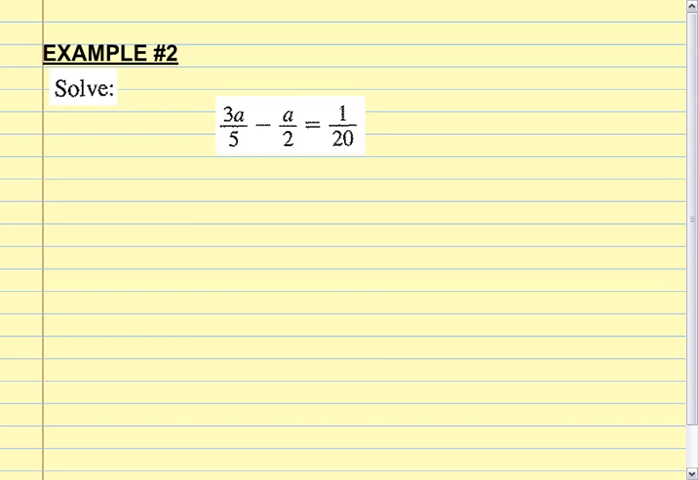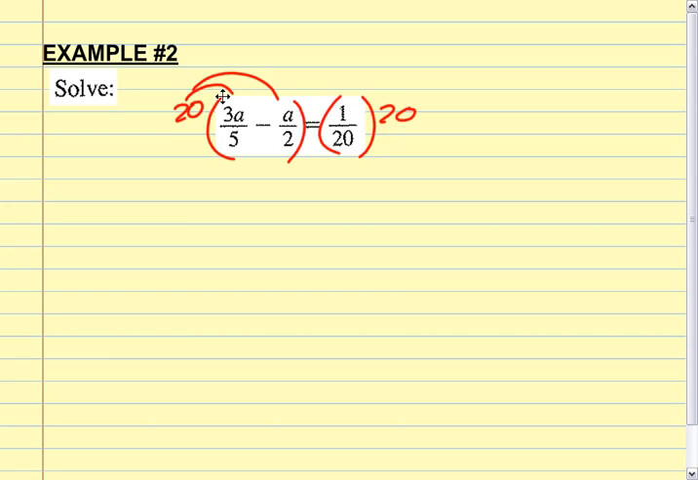What number do 5, 2, and 20 go into? They all go into 20. So I'm going to multiply this side by 20, and I'm going to multiply this side by 20. Now, Morgan, we're going to try something a little bit different this time. When we distribute, let's cancel before we multiply.